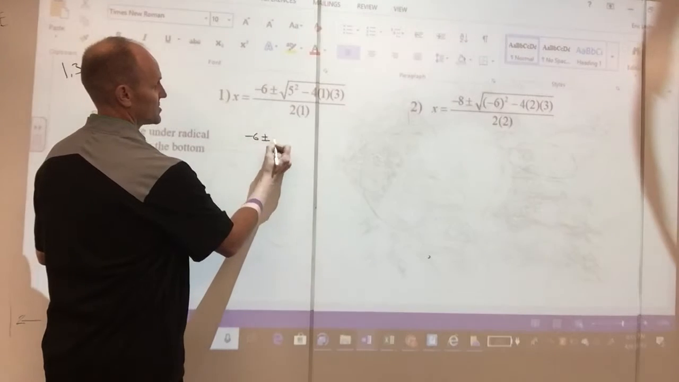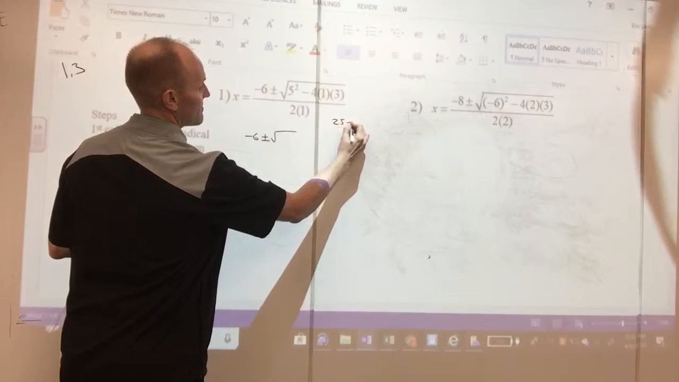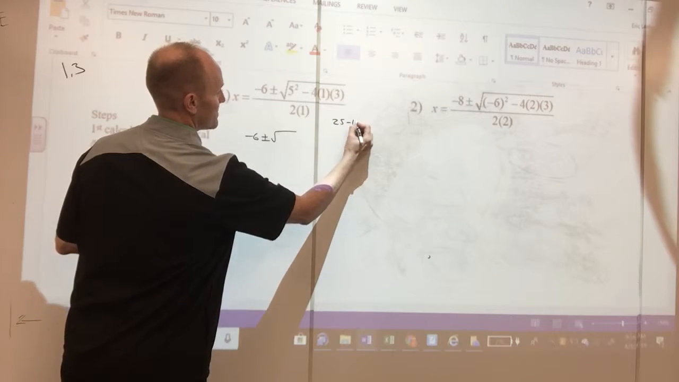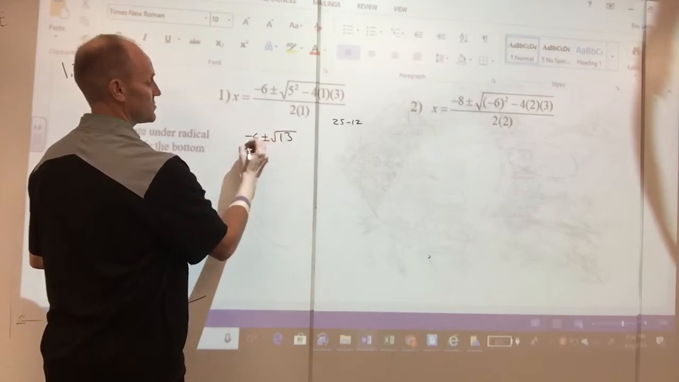-6 plus or minus the square root of, and then this would be 25 minus 4 times 1 times 3, which will end up being 12, which will be 13, and then 2 times 1 is 2.